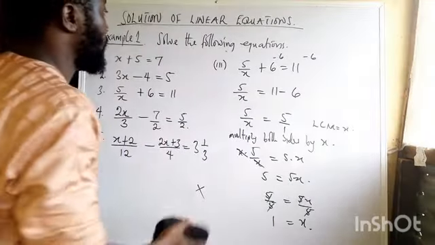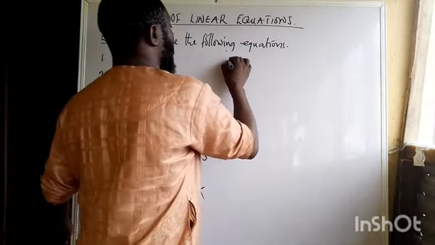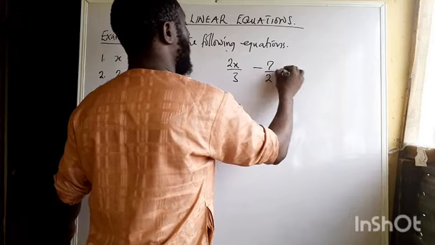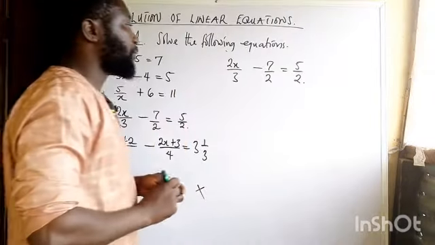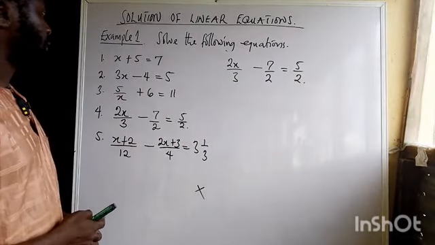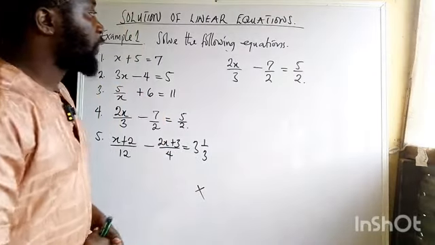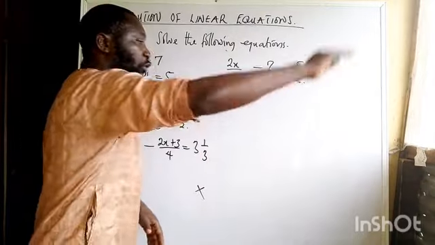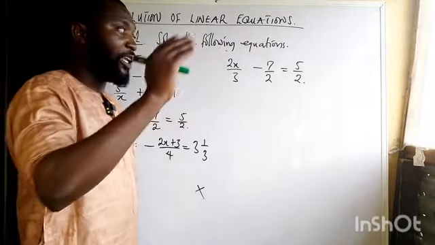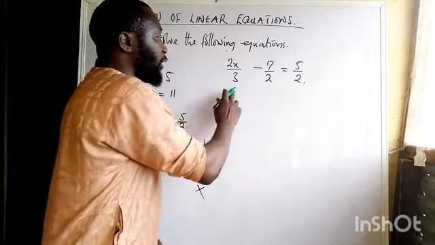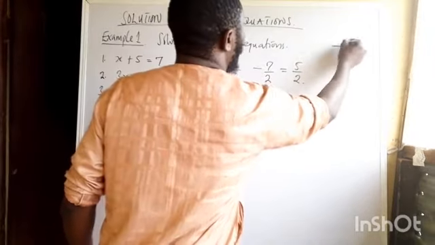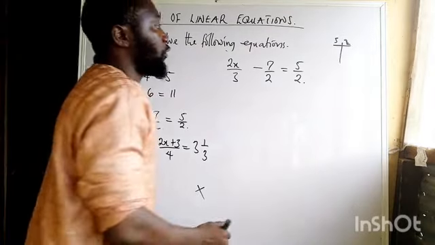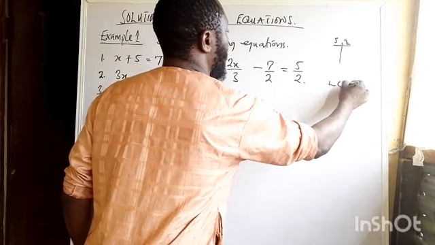So we move to the next one again. The next question, we have 2x divided by 3 minus 7 over 2 equals 5 over 2. This question is also in fraction form. So I told you earlier, you take the LCM. When you take the LCM and you multiply through by the LCM, all the denominators will disappear. So now we have in the denominator just 2 and 3. LCM of 3 and 2 is just 6. So your LCM equals 6.